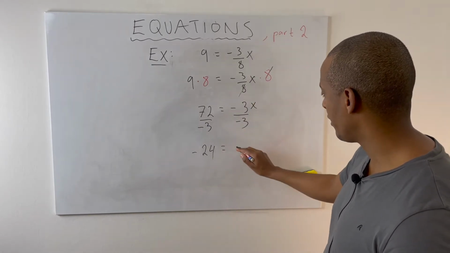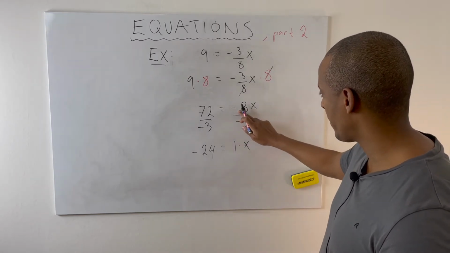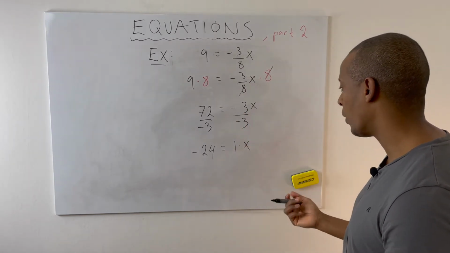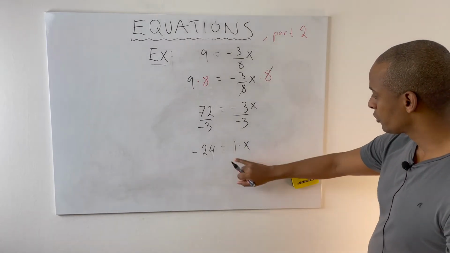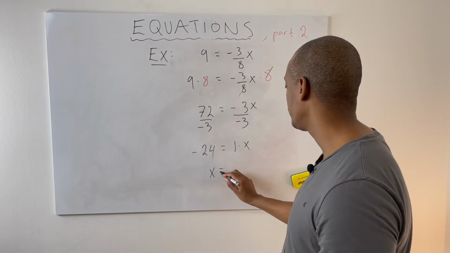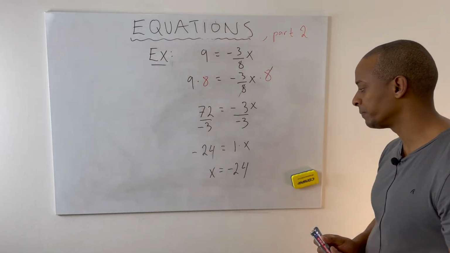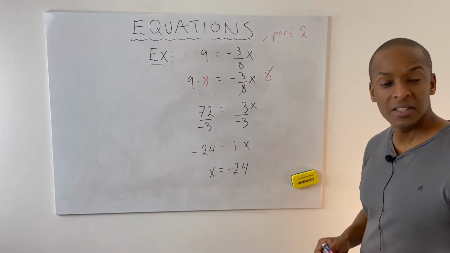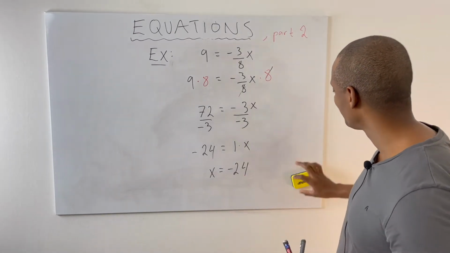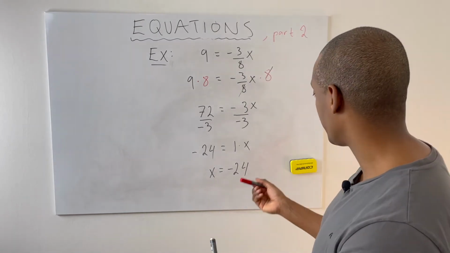And here we have 1 times x. A number, minus 3, divided by itself is always equal to 1. So 1 times x, that's just x. So we have that x is equal to minus 24. And that's the solution. So it's getting more tricky now. But it's all good. Let's check our solution as the final step.